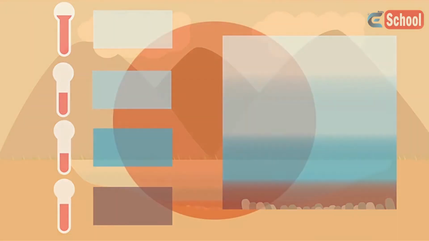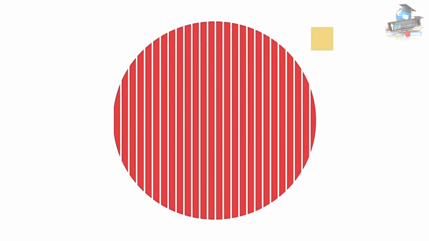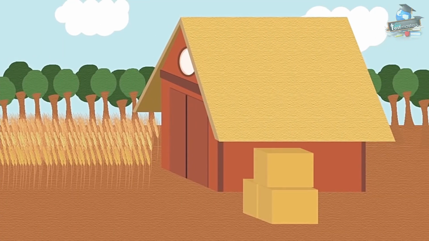Let's say we were to analyse a large object, which is called the lot. Then a representative bulk sample needs to be prepared. This is usually achieved by dividing the lot up into segments. In this case, let's think about an agricultural example.